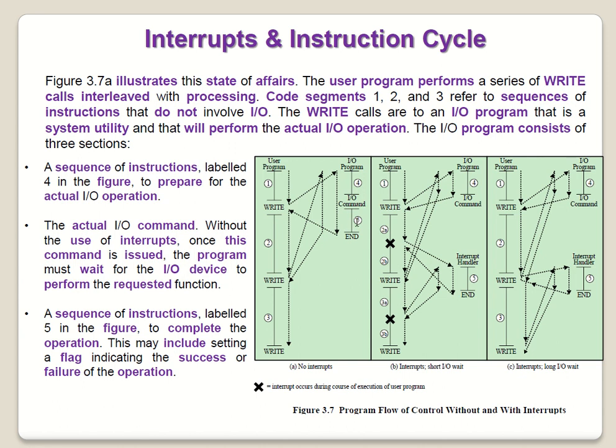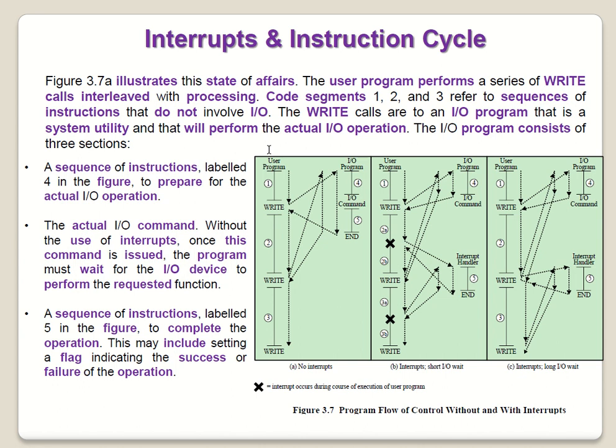Can you see the code segment 5? Code segment 5 is the sequence of instructions to complete the IO operation. It may include setting a flag indicating that printing is over, success, failure, something like that. So this is the code segment 4 and 5, including the IO command. This will be the write operation. Fine. Okay, let's come back.